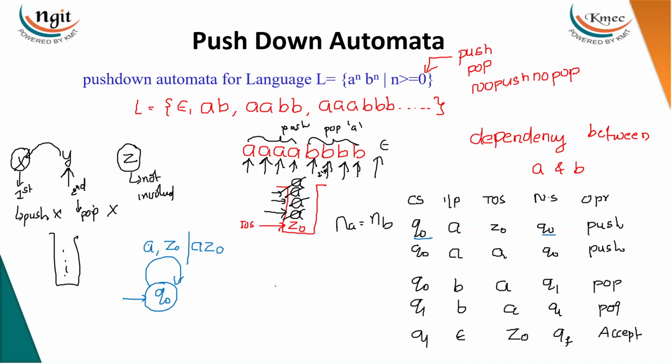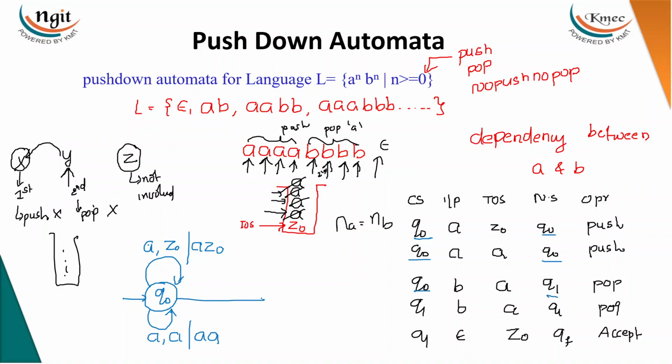Then A, A, same. Q0, again where are we going? Q0 only. Take the self loop one more time. If the input symbol is A, what is the top of the stack? A. Which operation are you performing? Push. Then you have to push this A onto the top of the stack. Then B, Q0, where are we going?